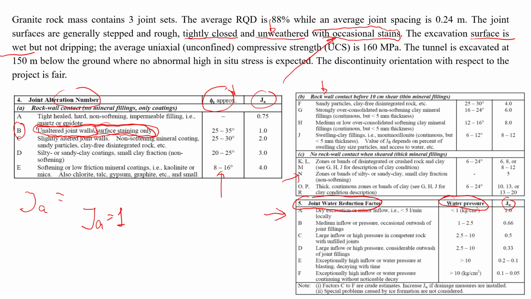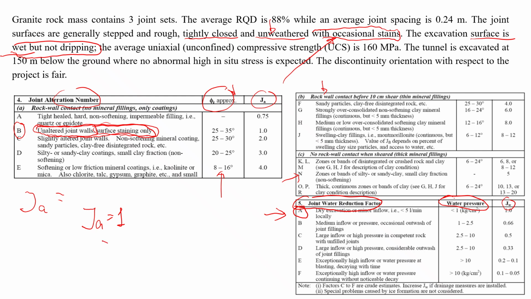And the general description says that the surface is wet but not dripping. So let's see what we can find. Dry excavation or minor inflow, medium inflow pressure, large inflow. Okay, I don't think there will be any inflow of water here because it says just wet but not dripping. So basically it's moist surfaces, but there is no water flow. So based on this consideration, I think A will be the best fit that we can find.